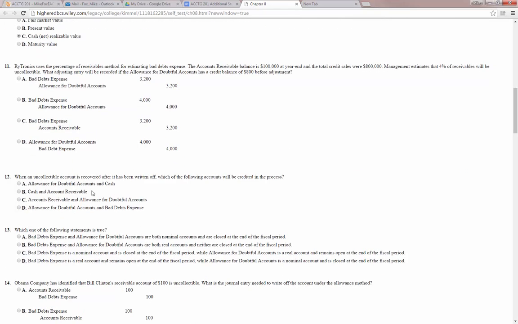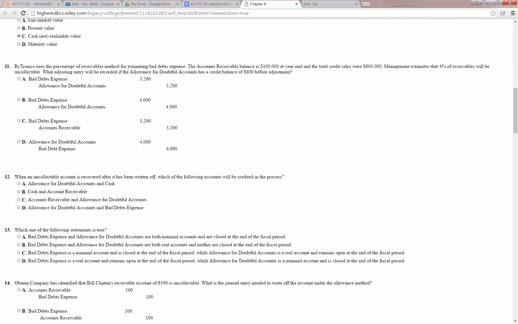Number 11, Ritronics uses the percentage of receivables method for estimating bad debt expense. The accounts receivable balance is $100,000 at year end, and the total credit sales were $800,000. Management estimates that 4% of receivables will be uncollectible. What adjusting entry will be recorded in the allowance for doubtful accounts if the allowance for doubtful accounts has a credit balance of $800 before the adjustment?